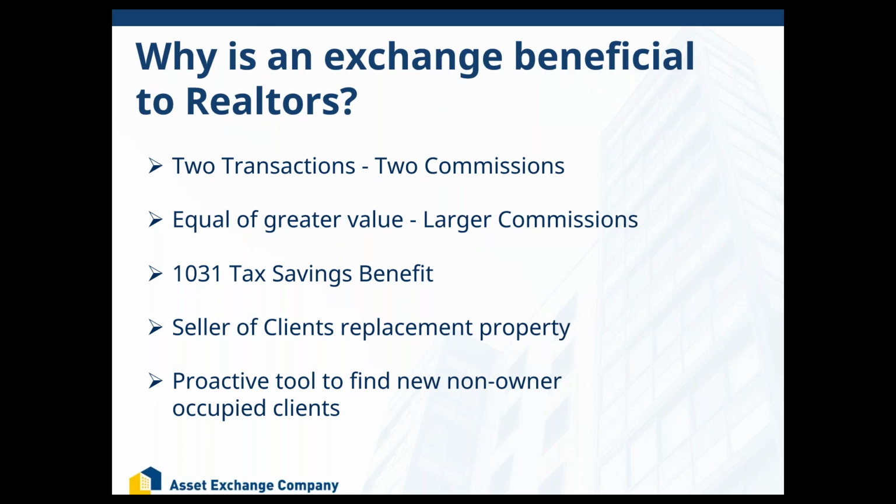Two commissions. Now, one of the rules of exchanging is that the replacement property purchased in a 1031 exchange must have a purchase price equal to or greater than the sales price of the property that was sold, the relinquished property. So what does that mean for you as realtors? It means the commission you're going to make on the replacement property is going to be as good, if not better, than it was on the relinquished property, just because of that rule.